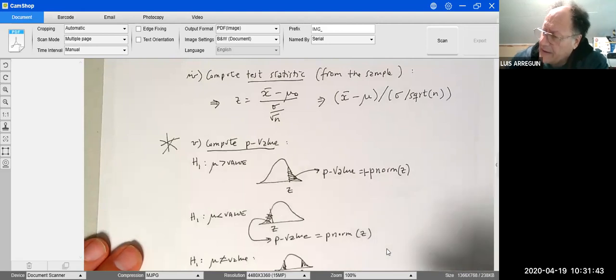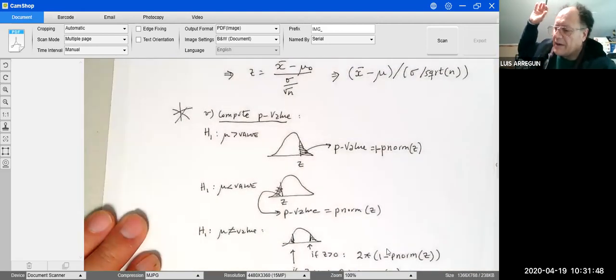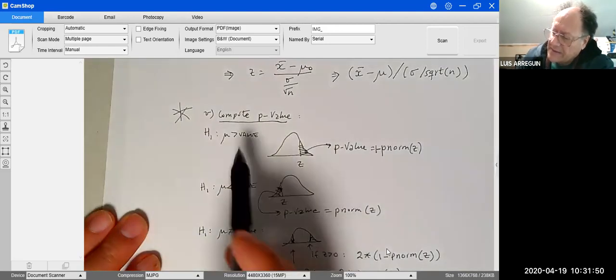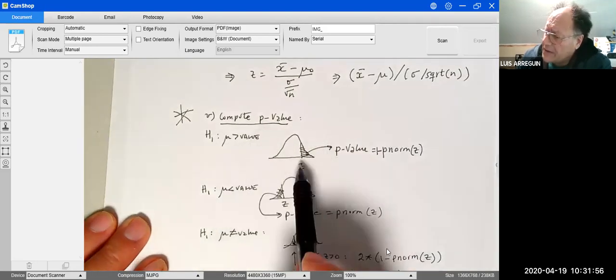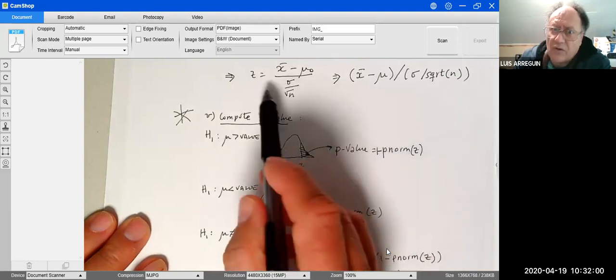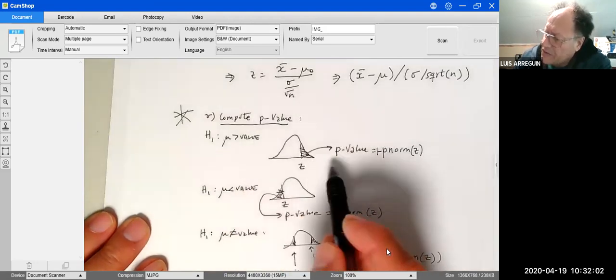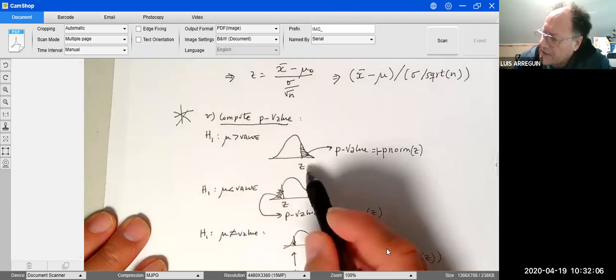So there are again 3 ways, because most of the time we have 3 cases for the alternative. Either you have the parameter greater than a value, then the p-value, which is this area, is based on the statistic that you computed in the previous step. That p-value is just 1 minus pnorm of z.